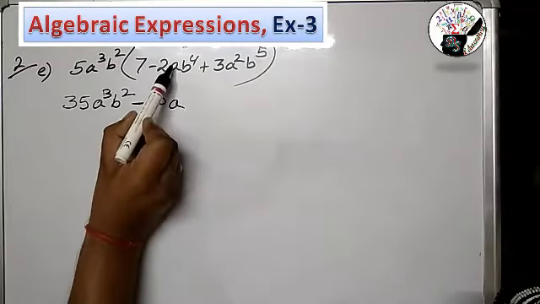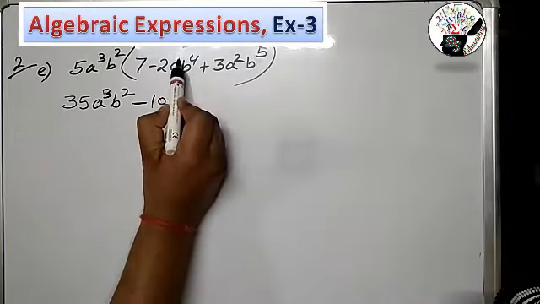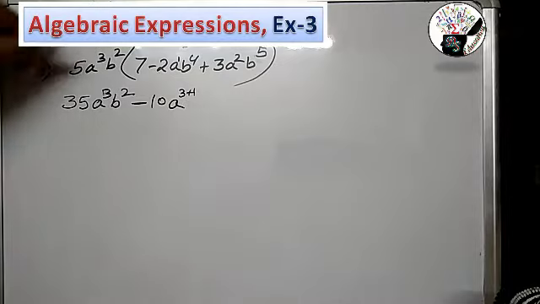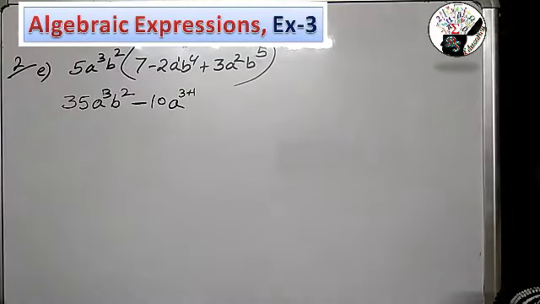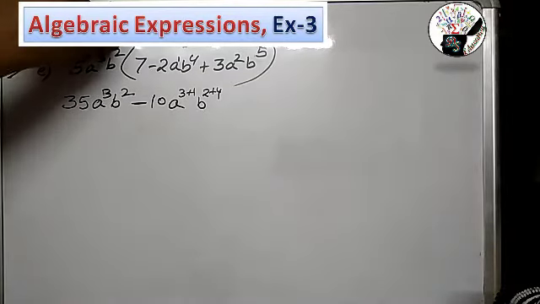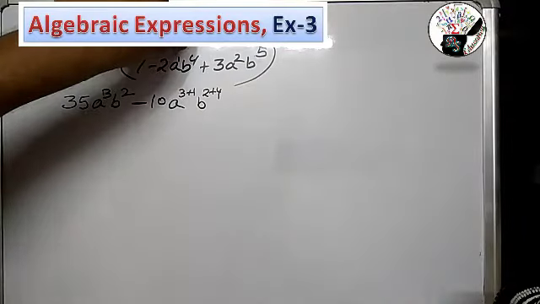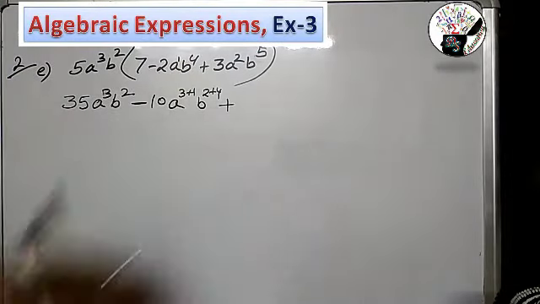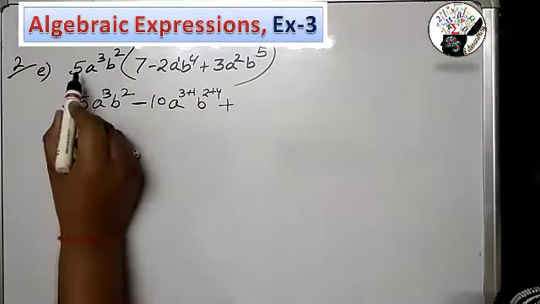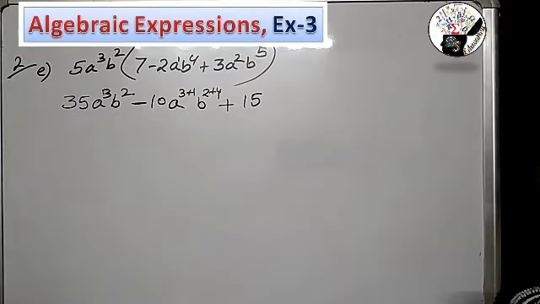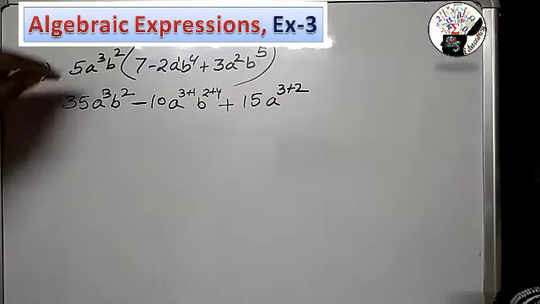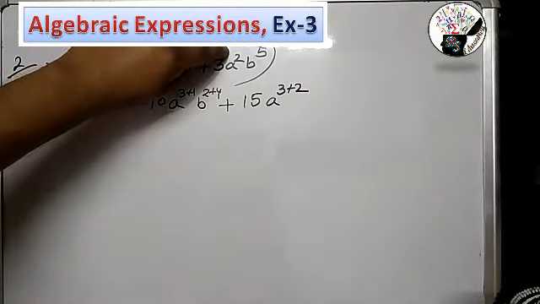Now again I said here there is no power over here, so we will take it as 1. Clear? So it will become 3 plus 1. 3 is over here and 1 is over here. Then b, here 2 plus 4. This is 2 plus 4. This is 4. Got the point? Plus. Now again this is plus and here it is also plus. So plus plus plus, 5 threes are 15. A to the power 3 plus 2. Again 3 is over here, 2 is over here.